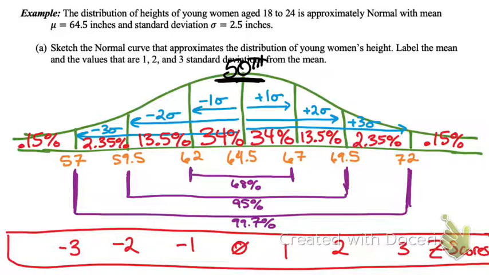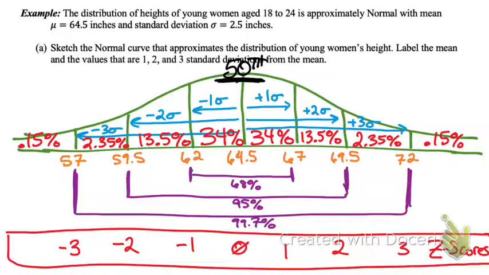The mean is the 50th percentile in a normal distribution. Question: what percent of the data is less than 62? What percent of the data is less than 62? Like 30, like 35. Add them. Add these up.